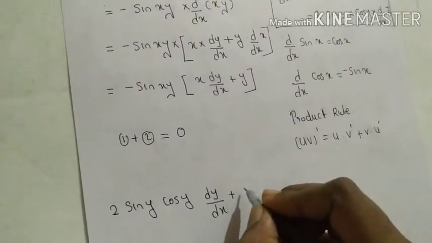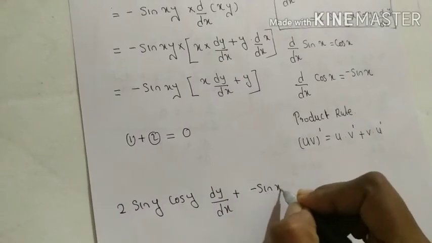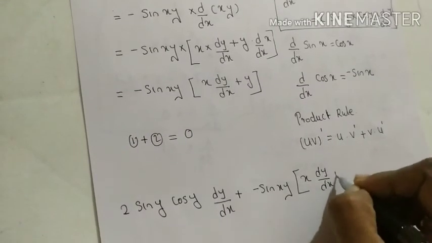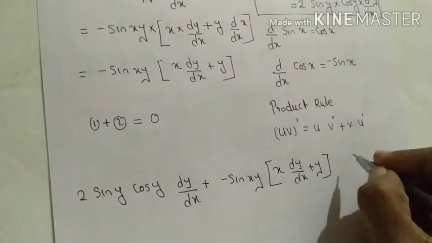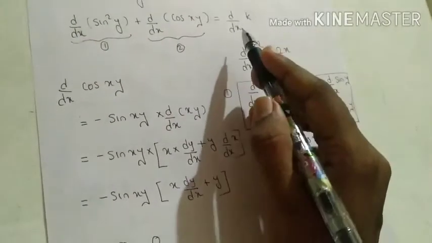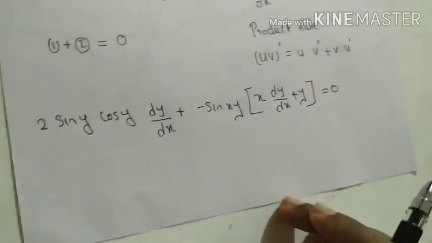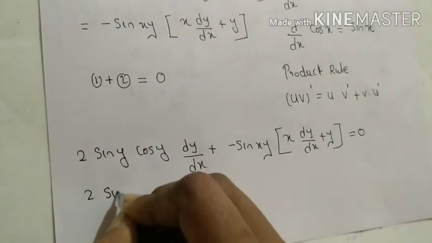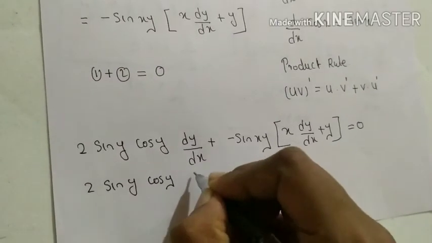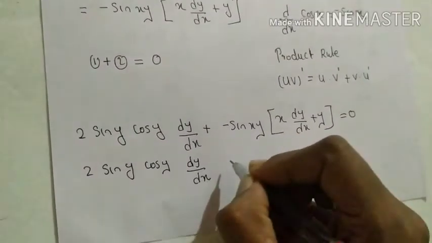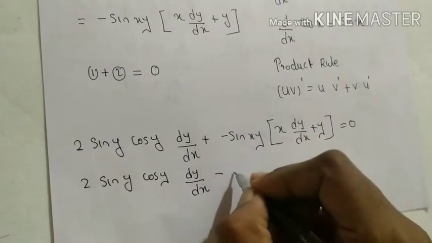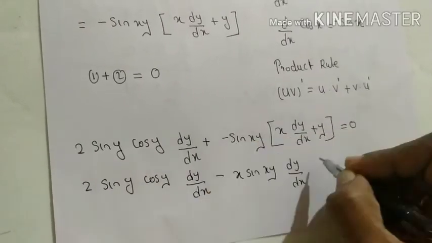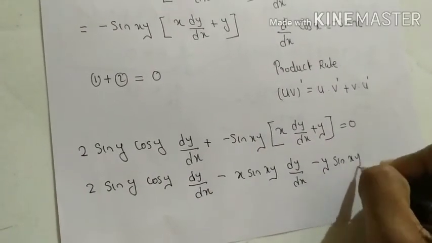So write here we get minus sin xy into x into dy by dx plus y equal to 0, because the derivative of a constant is equal to 0. So after opening this bracket we get 2 sin y cos y dy by dx minus x into sin xy dy by dx minus y into sin xy equal to 0.